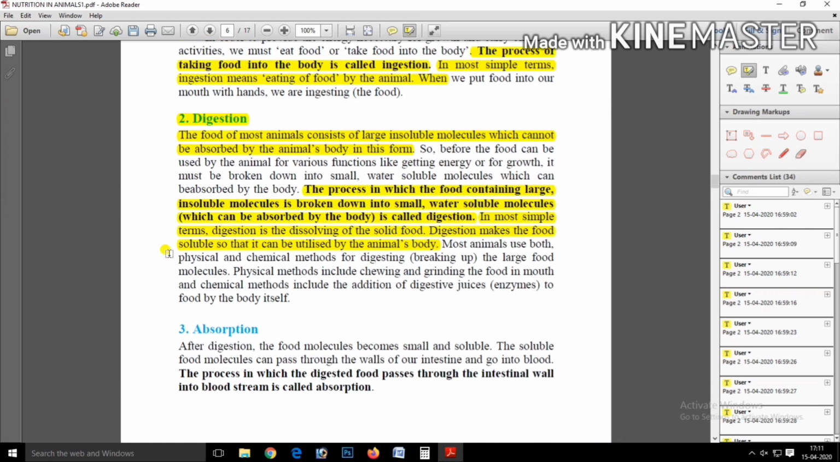The third step is absorption. After digestion, the food molecules become small and soluble. That means they can mix into the bloodstream. So you can say that the process in which the digested food passes through the internal wall into the bloodstream is called absorption. Because now the food has become soluble, that means it can mix with the blood.